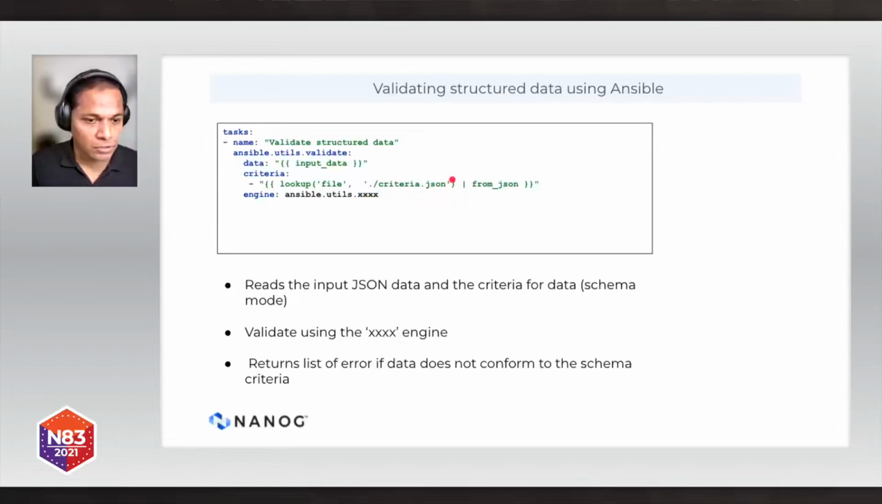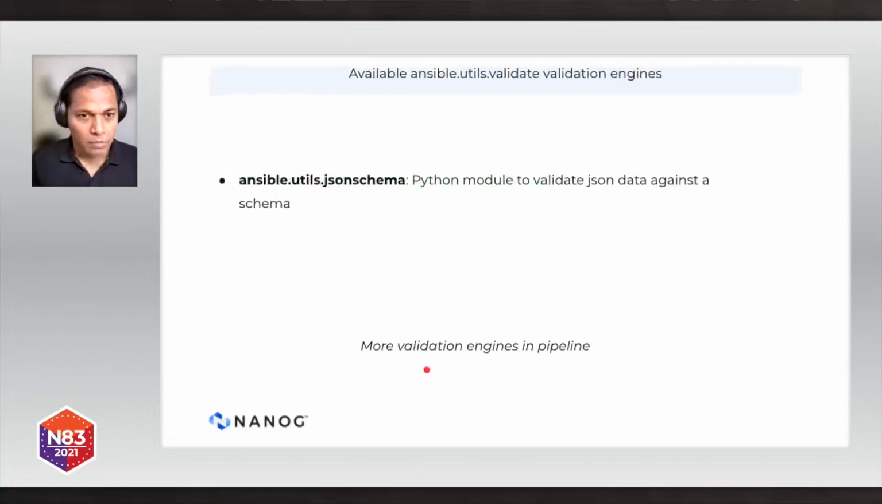So criteria.json is in JSON schema format, and this is a lookup plugin filter. I'm using a file lookup here, and it will be plain text. Since this module expects the criteria to be in JSON format, I'm converting it using the from_json filter plugin. We had talked about lookup and filter plugins earlier; they are used for data lookup and transformation. Right now, JSON schema is a supported validation engine. We have a bunch of other validation engines in the pipeline. Hopefully, we'll have a YANG parser validation engine pretty soon.